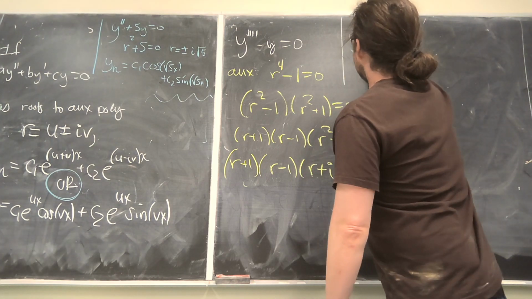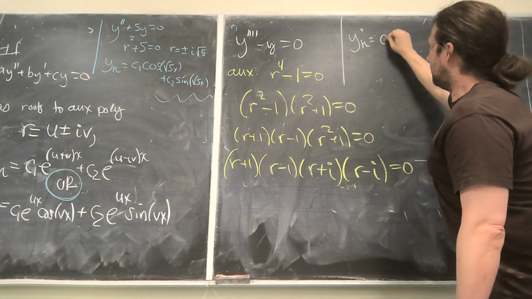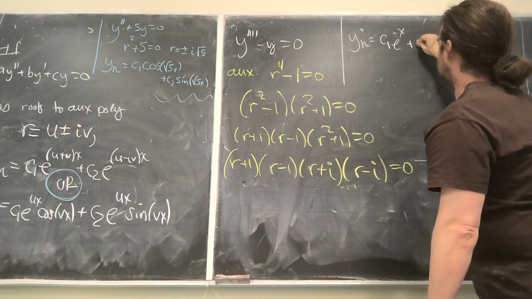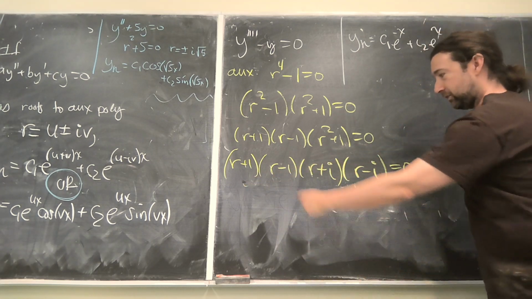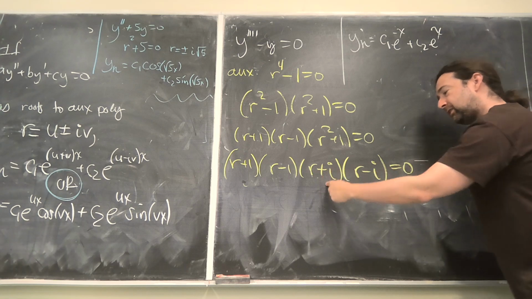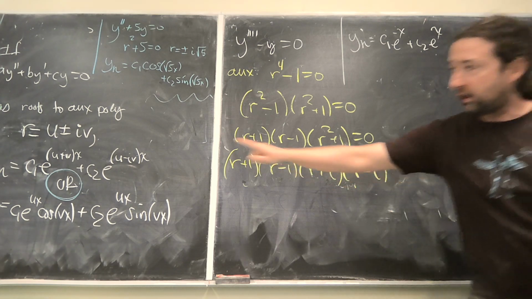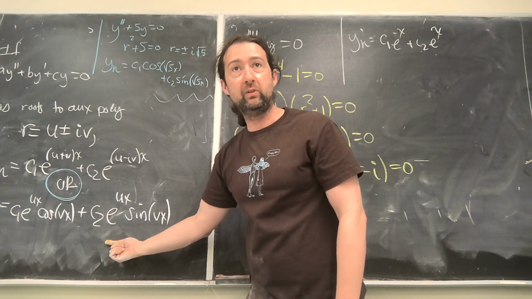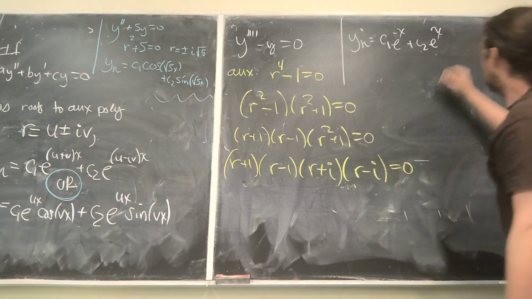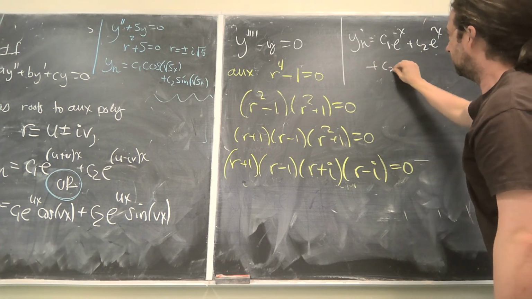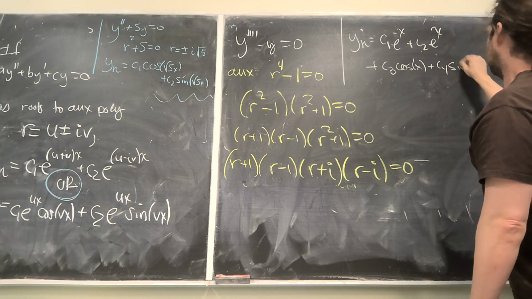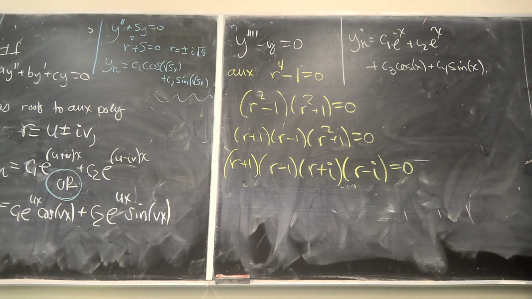The homogeneous solution should be C1 e to the minus x from that term, C2 e to the positive x from that term. This is purely imaginary, so that formula tells me that the e to the mu x part is not going to be here because mu is equal to 0. So we're going to get a C3 cosine of x plus a C4 sine of x. There's your solution.